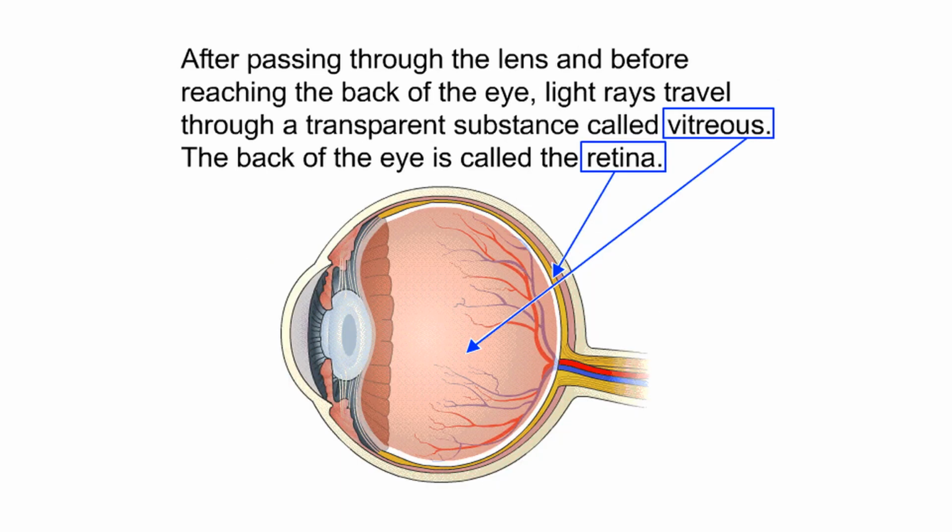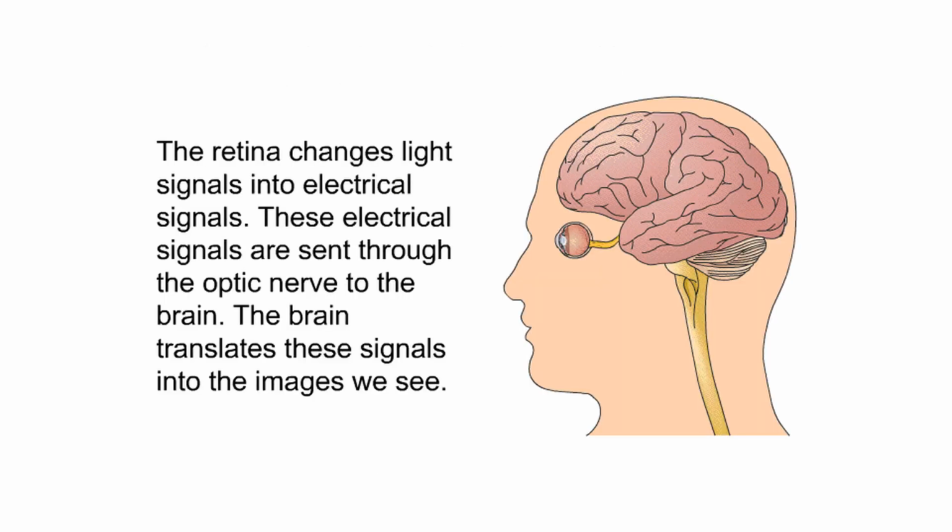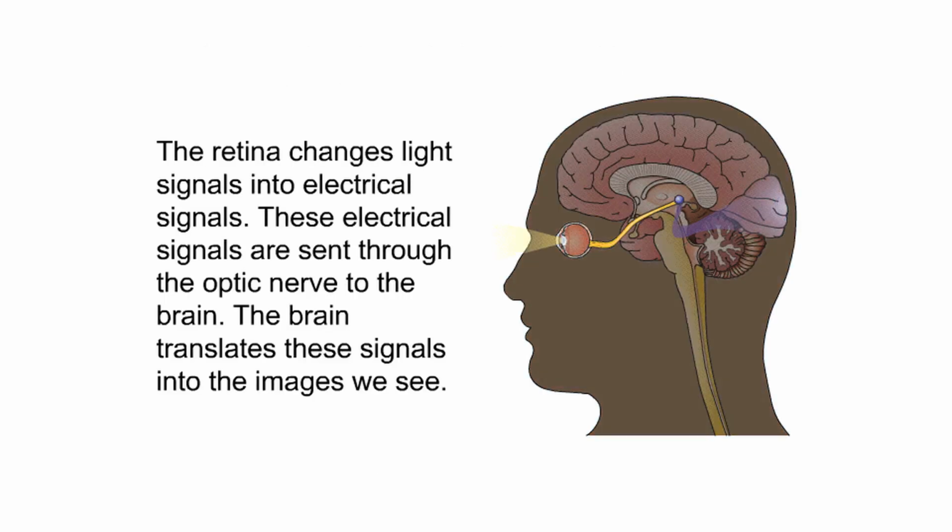After passing through the lens and before reaching the back of the eye, light rays travel through a transparent substance called vitreous. The back of the eye is called the retina. The retina changes light signals into electrical signals. These electrical signals are sent through the optic nerve to the brain. The brain translates these signals into the images we see.